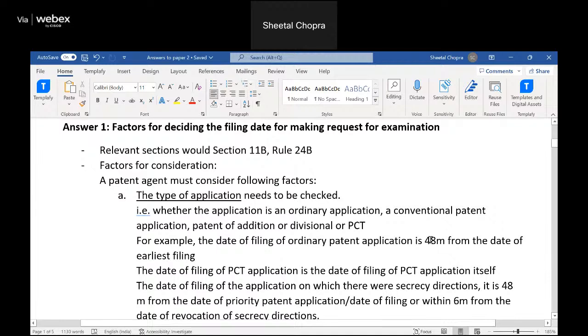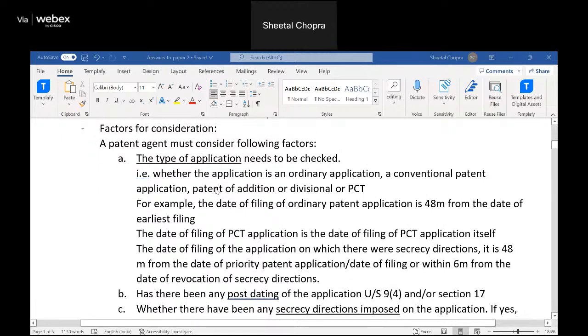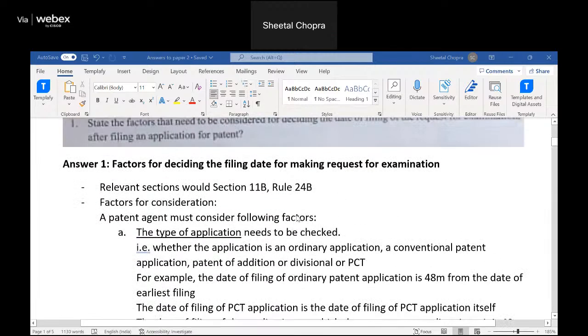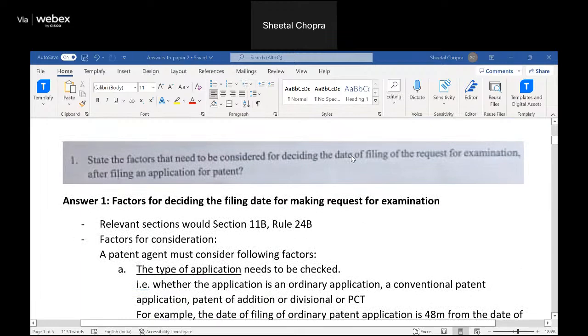For example, it's 48 months for ordinary application from the earliest filing. But if you look at the divisional or patent of addition, it's a different date for date of filing of application. For secrecy directions, if these are imposed on any application, then it's 48 months from the priority patent application or date of filing, or within 6 months, whichever date is later. So basically, it's the type of application which is one of the factors that you consider for deciding the date of filing for making the request for examination.